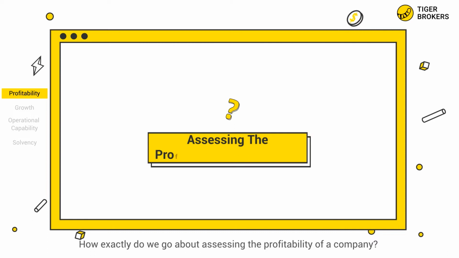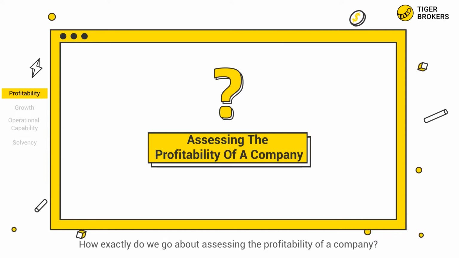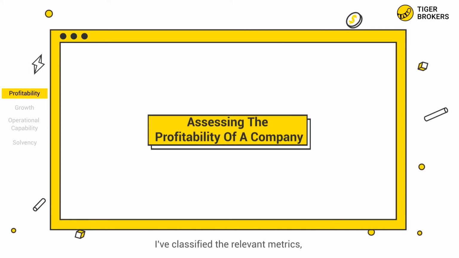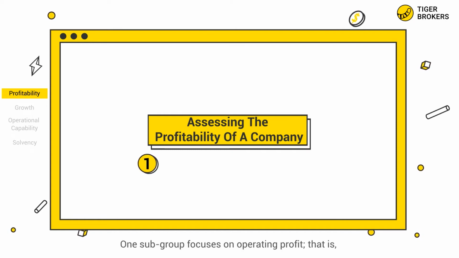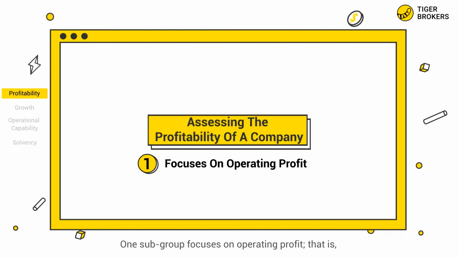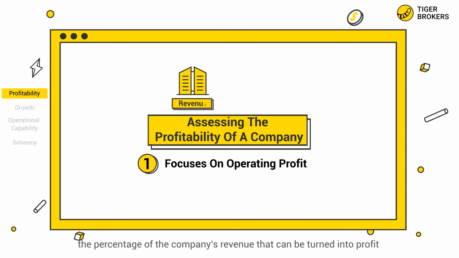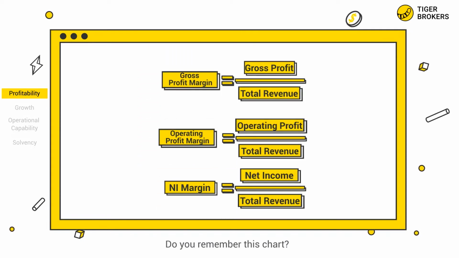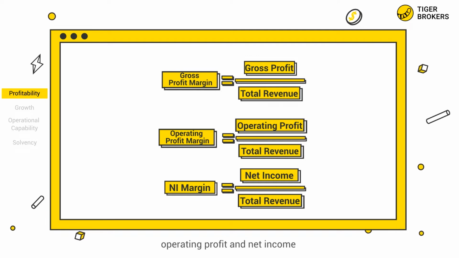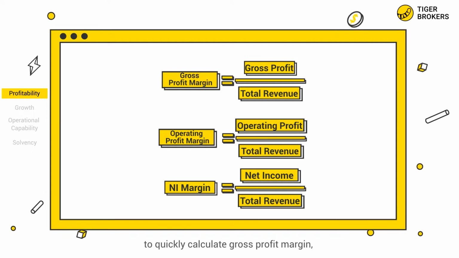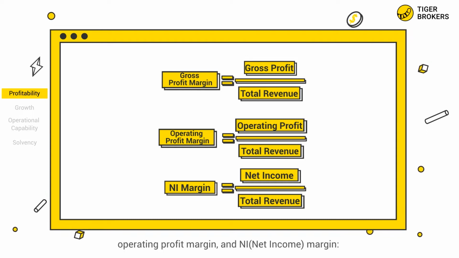How exactly do we go about assessing the profitability of a company? I've classified the relevant metrics, which we have already learned, into 2 subgroups. One subgroup focuses on operating profit, that is, the percentage of the company's revenue that can be turned into profit. Do you remember this chart? It clearly illustrates the relationship between gross profit, operating profit, and net income. We can also use the formulas below to quickly calculate gross profit margin, operating profit margin, and net income margin.